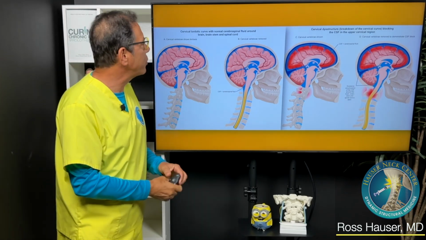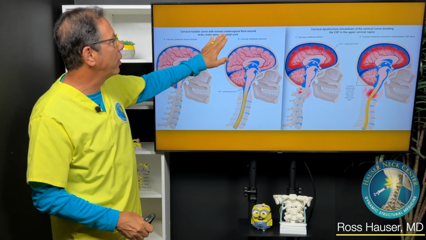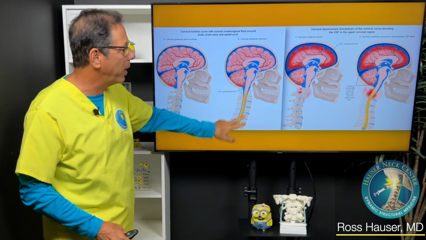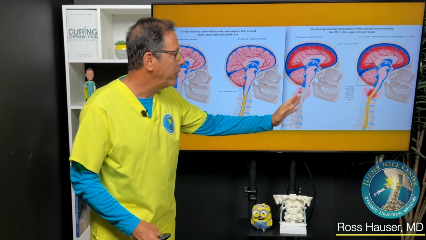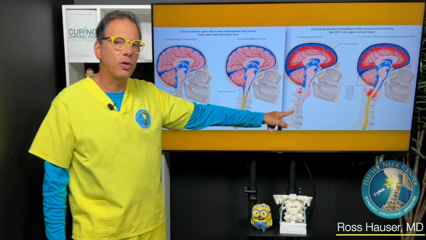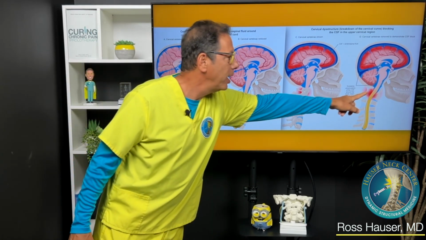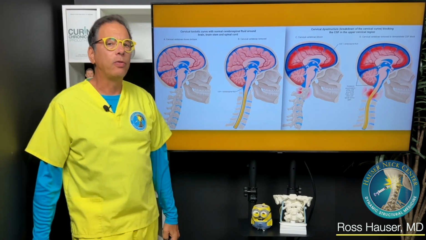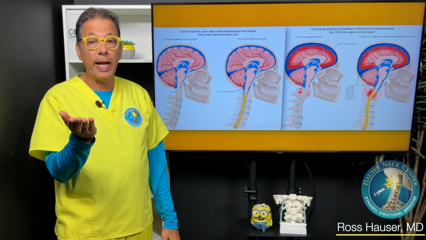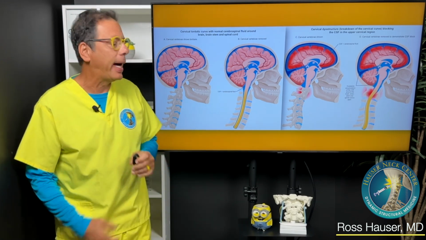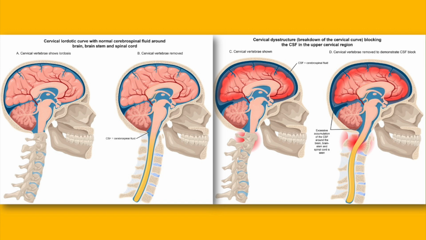And then this is just an illustration. So cervical lordotic curve with normal cerebral spinal fluid around the brainstem, the spinal cord, right? And here, see how the neck structure has changed. We call this cervical dysstructure. The cervical dysstructure, beside blocking the jugular veins, can block the cerebral spinal fluid flow. And you can see this on MRIs. So often when people come for their initial visit, we'll show them that they have a block of the cerebral spinal fluid somewhere in the upper cervical region, and that could be a cause of their intracranial hypertension.